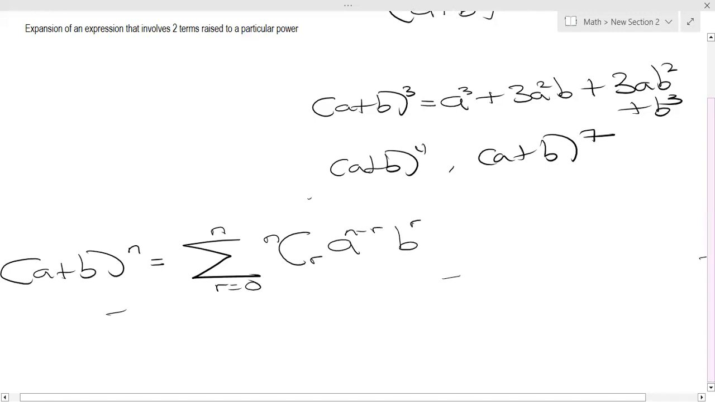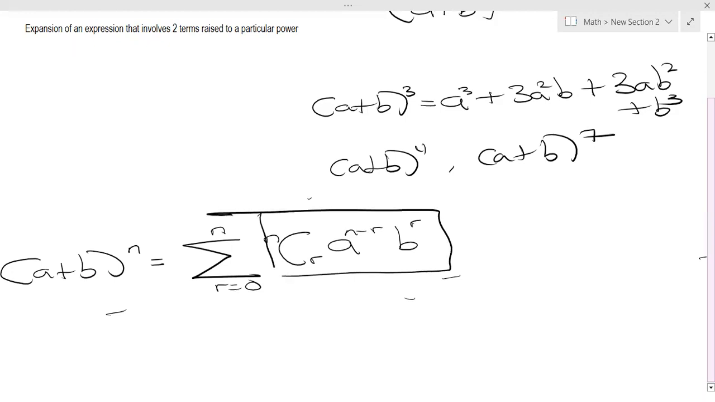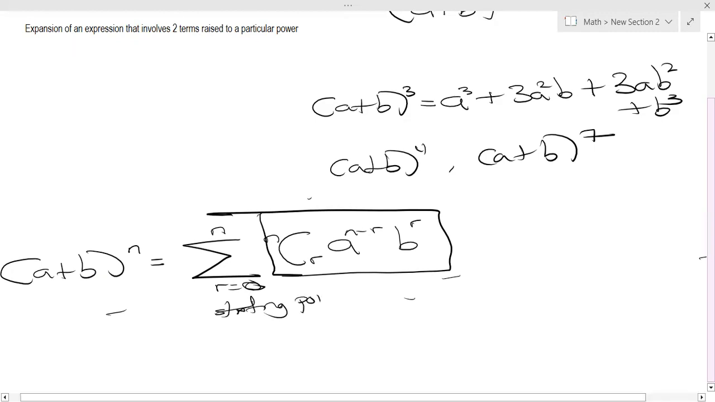So don't let this notation confuse you. We are going to find the sum of this, with r starting at 0. This is the starting point, sorry about my writing, and this is the end point. So we start from when r is equal to 0 until we reach the point where r is equal to n.